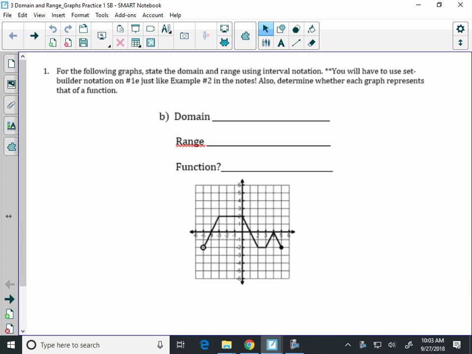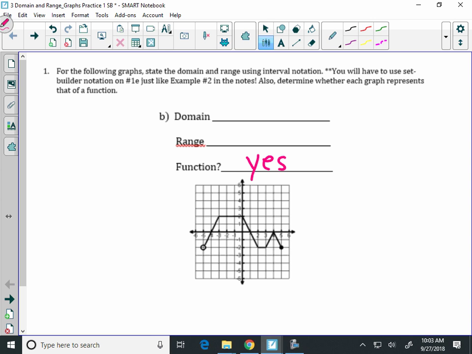Alright, so here we are given a graph. We need to find the domain, the range, and then decide if this graph is that of a function. So let's start with the function part. When I have a graph, remember, to decide if it's a function, you have to see if it passes the vertical line test. This graph definitely does pass the vertical line test, because anywhere I drew a vertical line, it only crosses one time. So this would be a function.